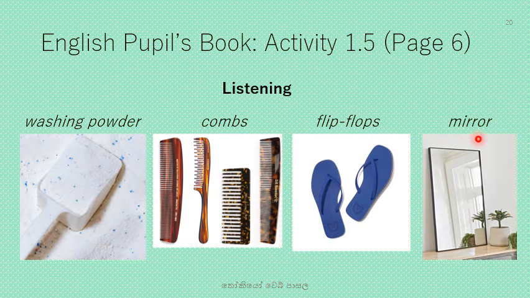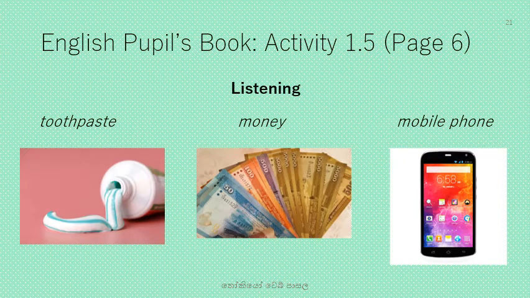Then mirror. So we all know what a mirror is. It is something which we use to look at ourselves. The next word is toothpaste. So I know all of you know this because we are using it twice a day to brush our teeth. The next word is money. So when you see this picture, I know you might have identified it is the notes which we use to buy goods. The next word is mobile phone. I hope all of you have used this mobile phone. It is a device which we use to talk with our friends who are at a distance to us.